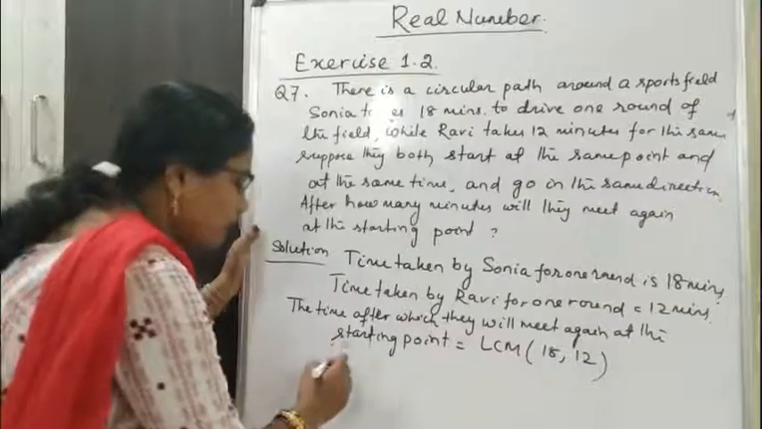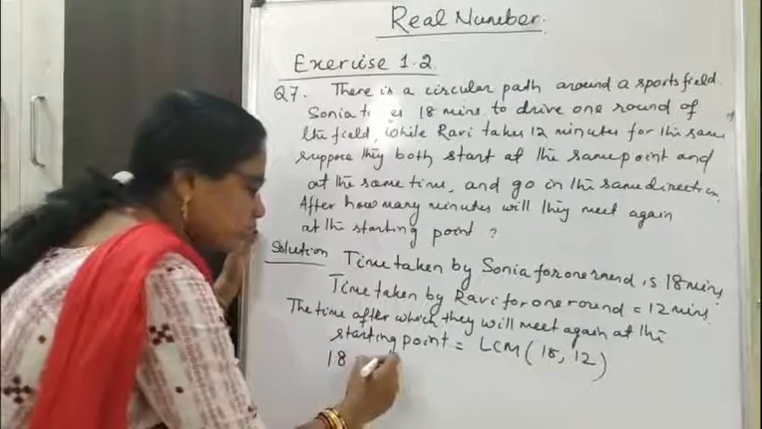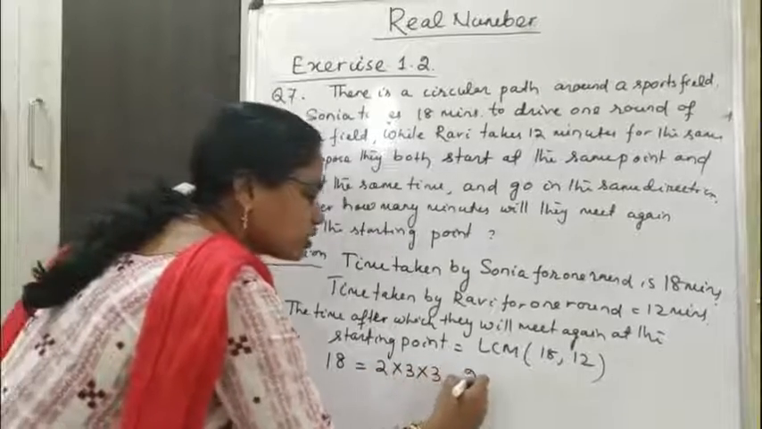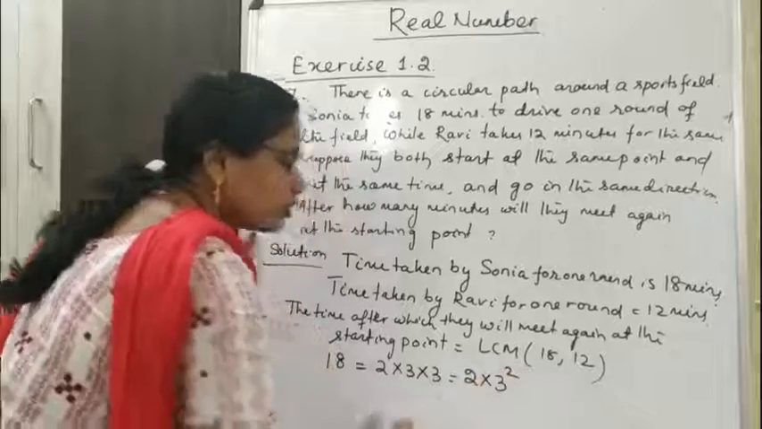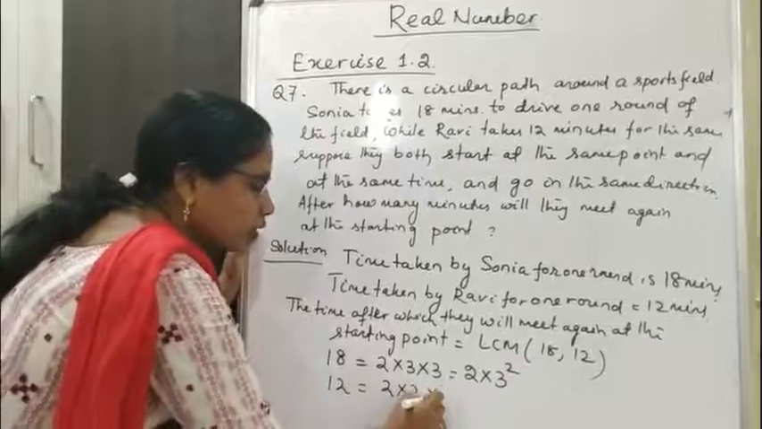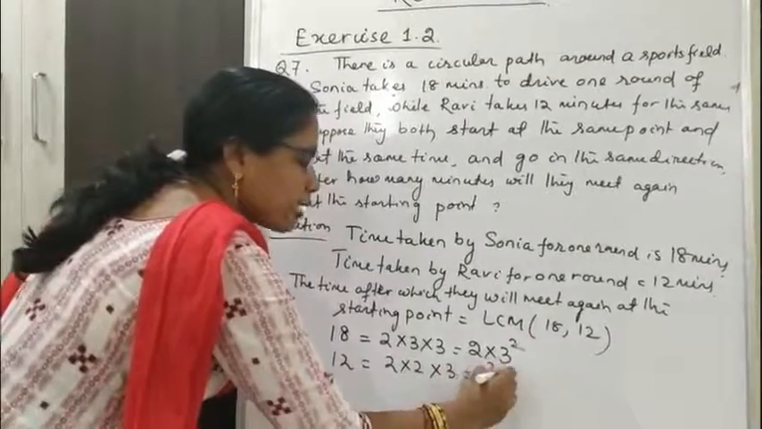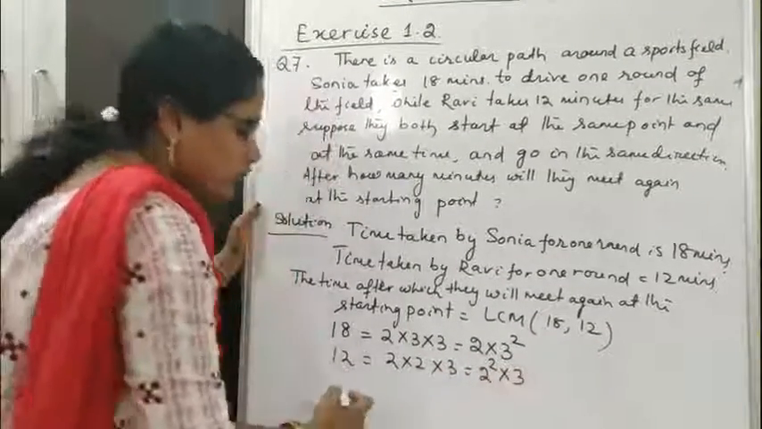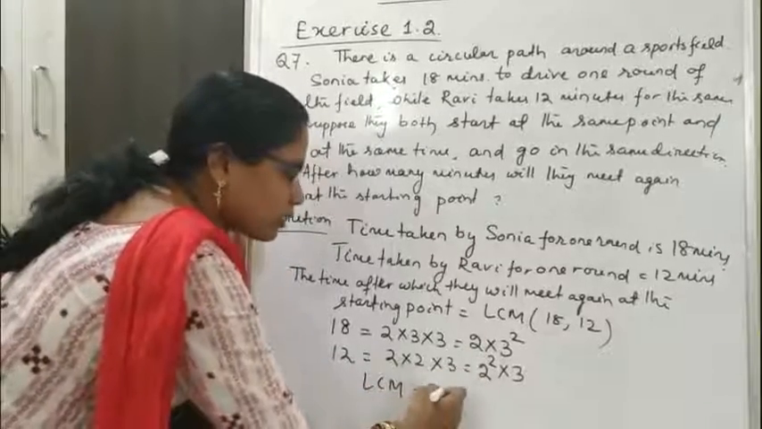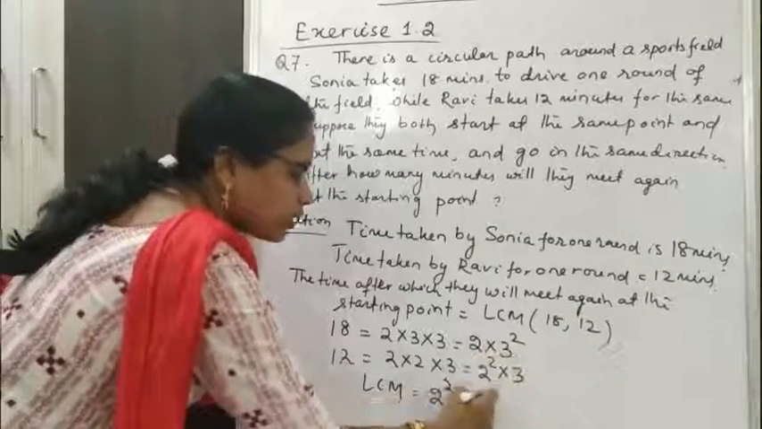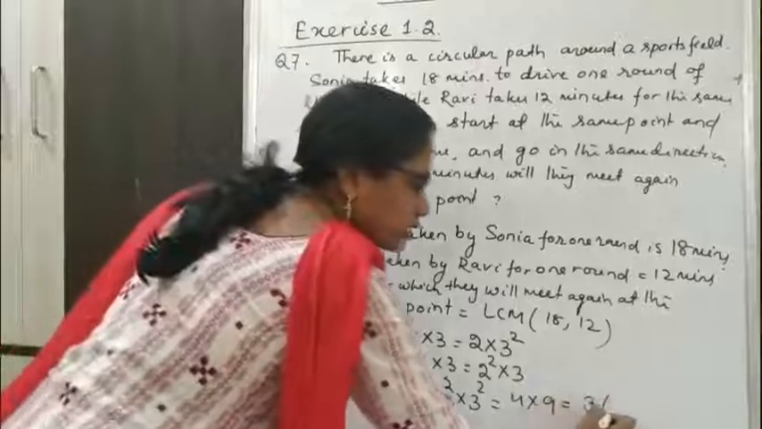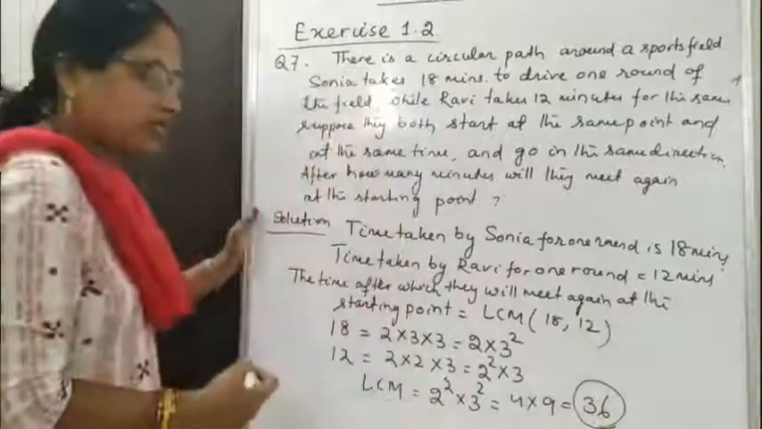So what is the prime factorization of 18? This is equal to 2 into 3 into 3. So this is equal to 2 into 3 to the power 2. And 12 is equal to 2 into 2 into 3. So this is 2 to the power 2 into 3. So LCM is equal to, the factor 2 has the highest power, that is 2, and 3 has the highest power 2. So this is 4 into 9. So this is 36. So LCM is 36.